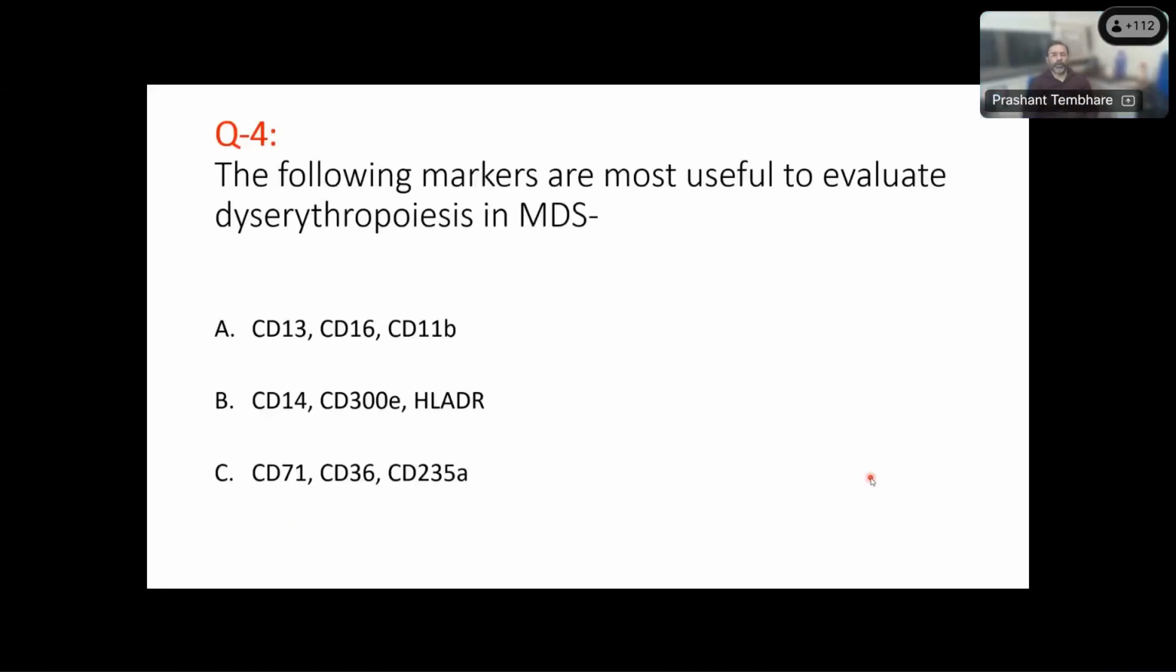Okay, questions for our students. The following markers are most useful to evaluate the... So it is C, because we know that CD13, CD11B and CD16 are used for granulocytes. Okay, I will ask an additional question. Option A is used for what? Monocyte and granulocyte. Right. Option A is used for granulocyte, option B is for monocyte, and option C is for erythroids.